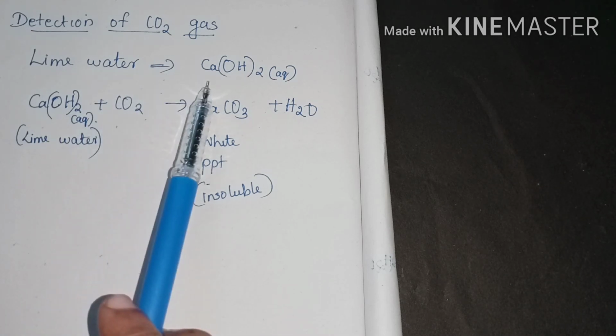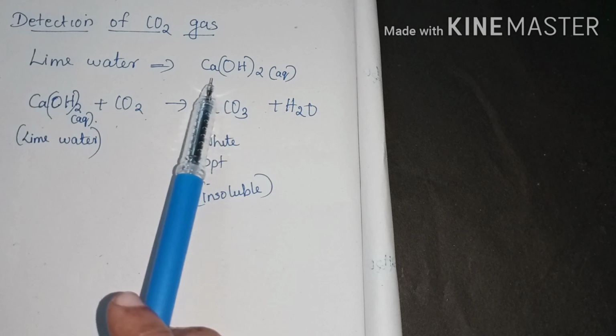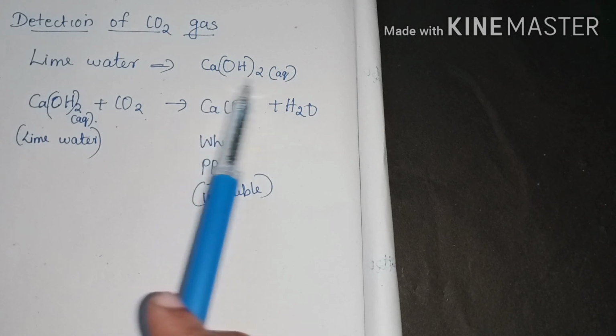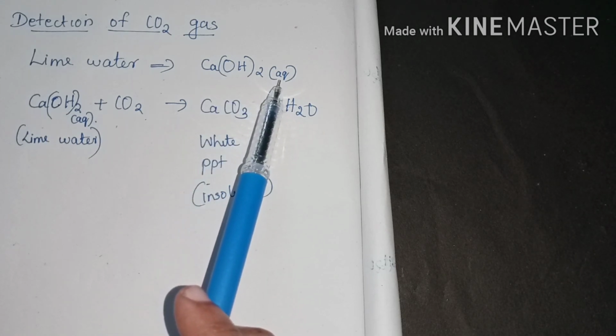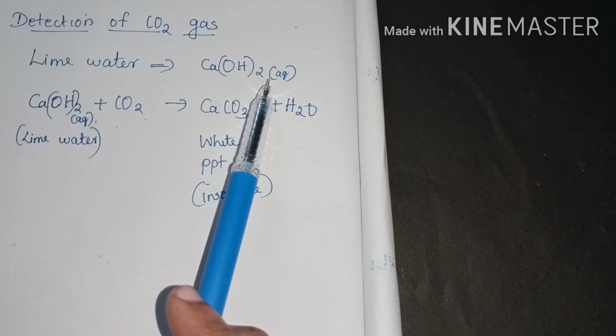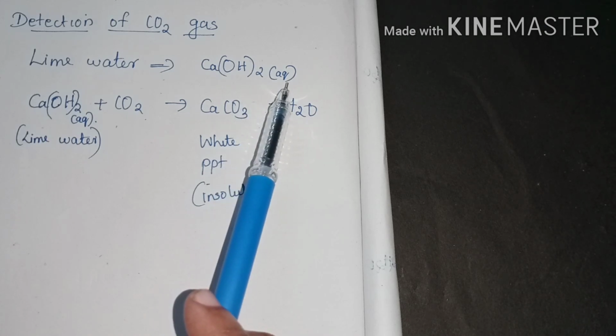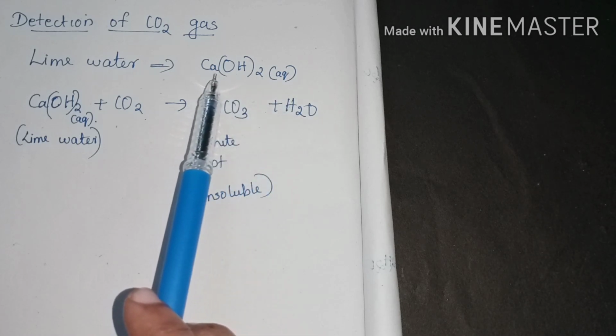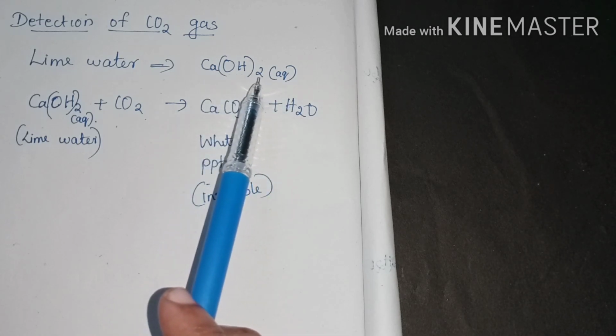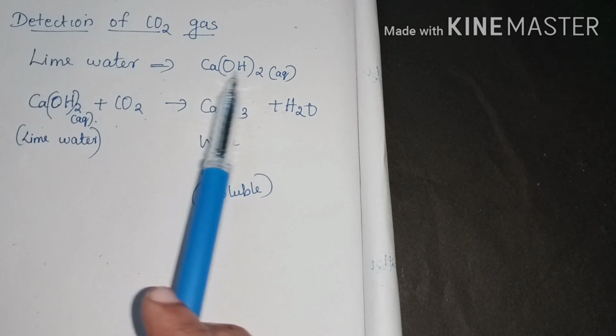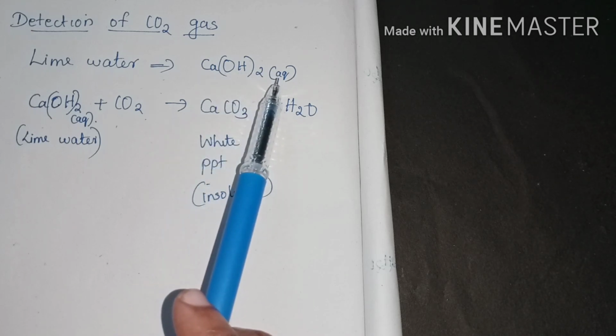What is lime water? It is an aqueous solution of calcium hydroxide. Here AQ represents aqueous solution. What is an aqueous solution? The solution in which the solvent is water. So an aqueous solution of calcium hydroxide means calcium hydroxide dissolved in water.